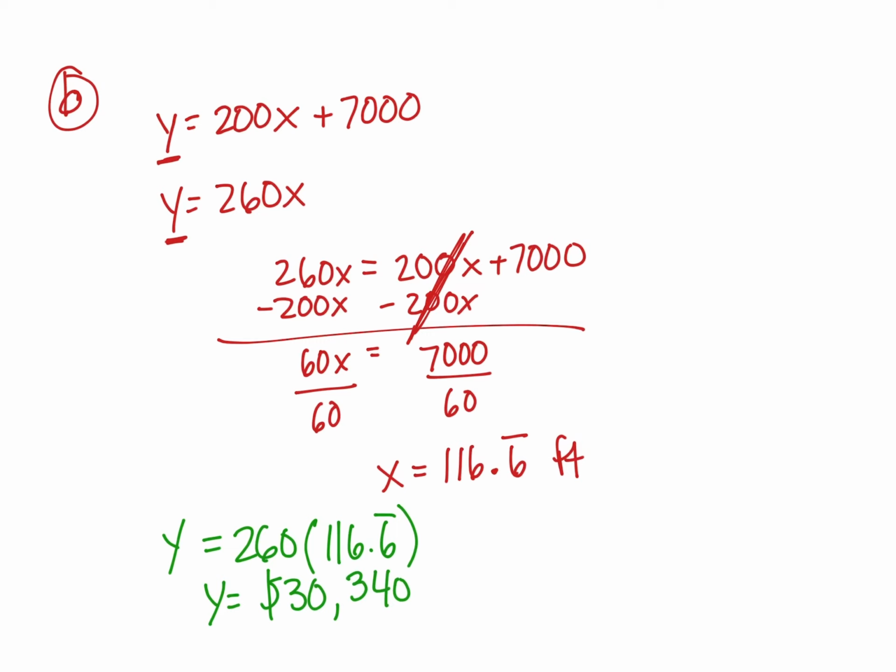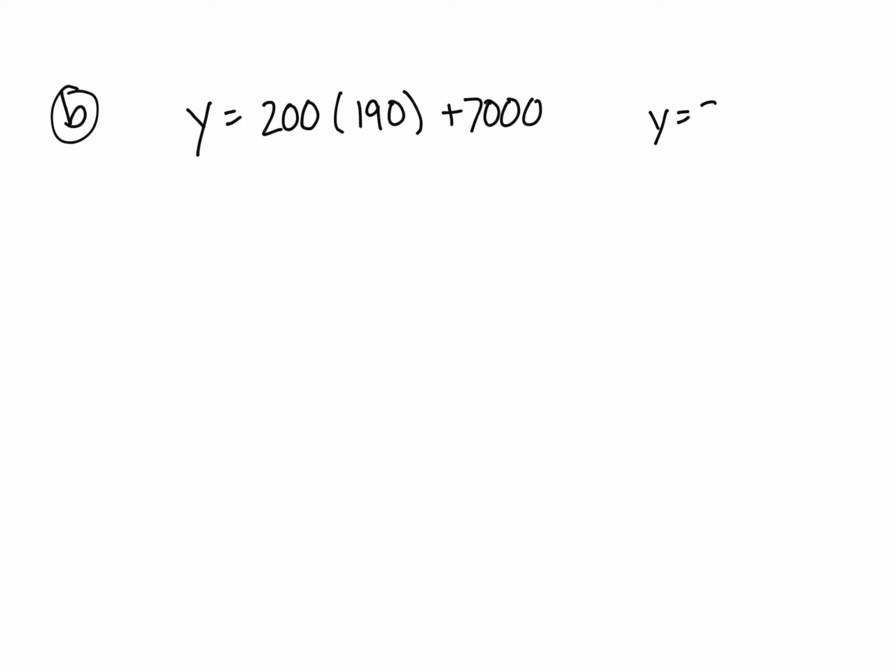The third part of question B says, if the fence you need were 190 feet, which company would be the better choice? So still in part B, we're going to plug in 190 feet for both of these equations and see which one charges us less. Over here, we would get 49,400.